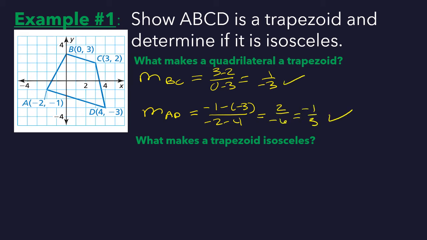All right, I have two lines with the same slopes, so I can legally come over here on my picture, and I can legally mark now that BC is parallel to AD. So that, by definition, makes this quadrilateral a trapezoid. Now, is the trapezoid isosceles? Well, now I need to find the length of AB, and I need to find the length of CD.